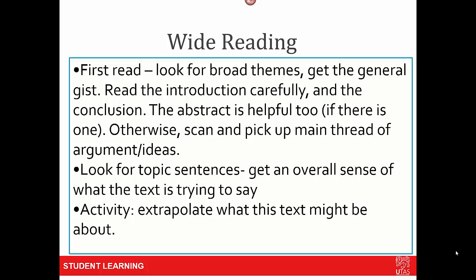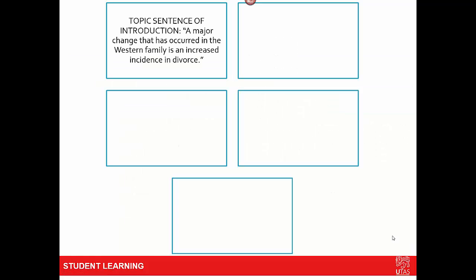So we're going to do an activity now just to see what a wide read might look like. It's not really an activity, it's more of a demonstration. We're going to extrapolate what this text might be about just by providing you with the topic sentences. So here's a text. I'm not going to give you the whole text, just the topic sentences. The topic sentence of the introduction says, a major change that has occurred in the Western family is an increased incidence of divorce.